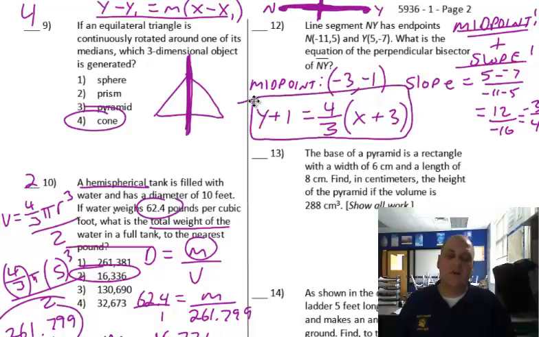So there is the equation of my perpendicular bisector. The midpoint is on the perpendicular bisector, and then you also have to have the negative reciprocal slope.